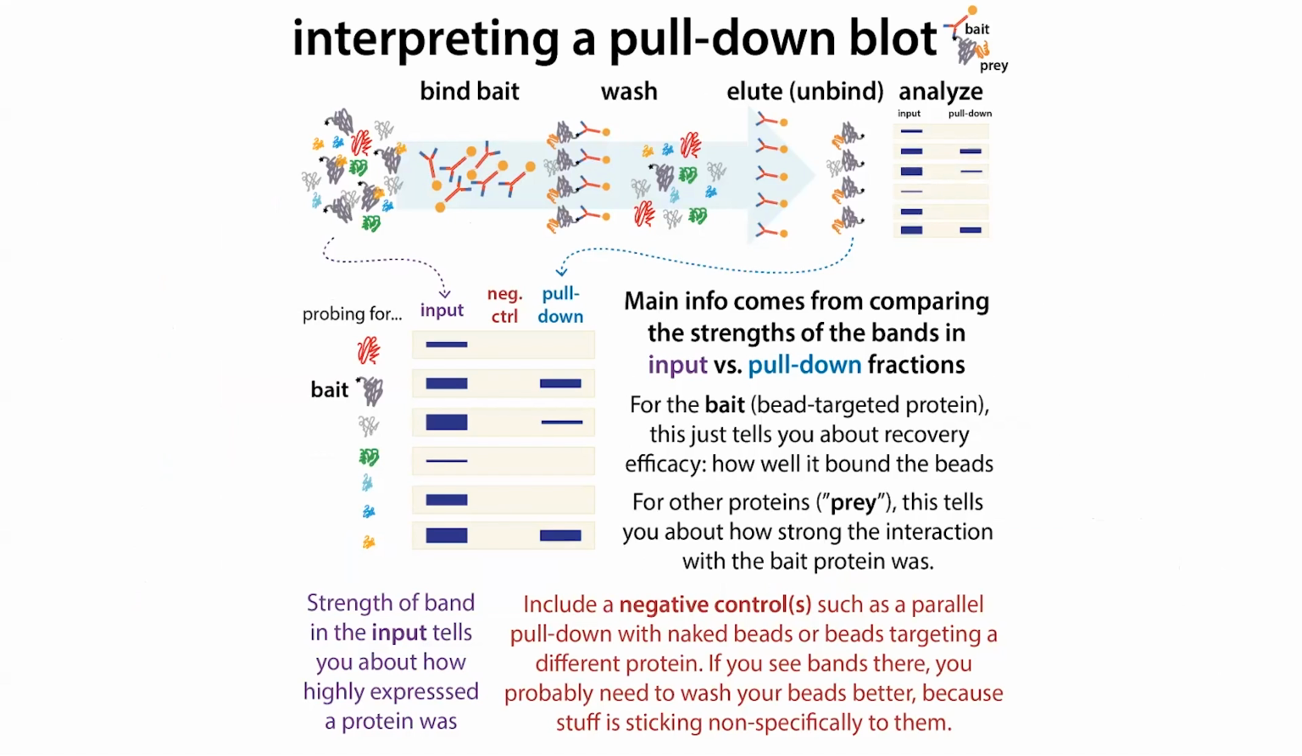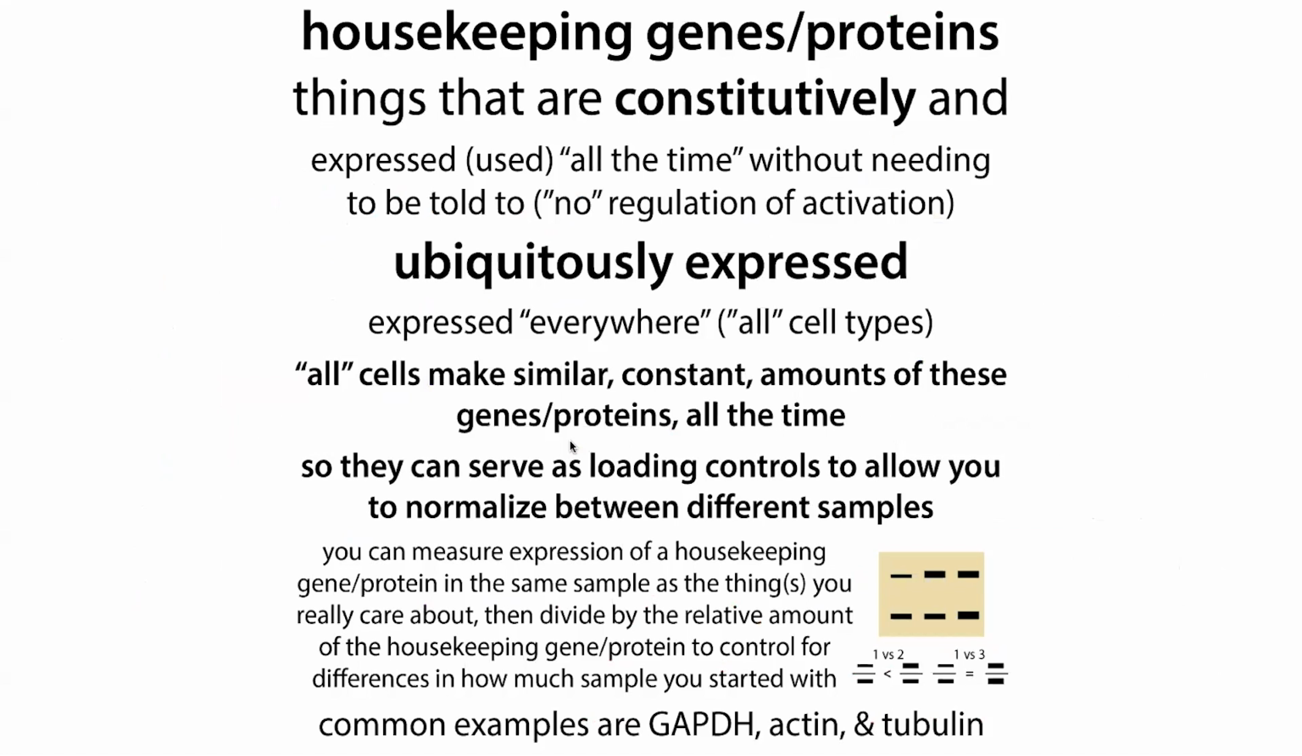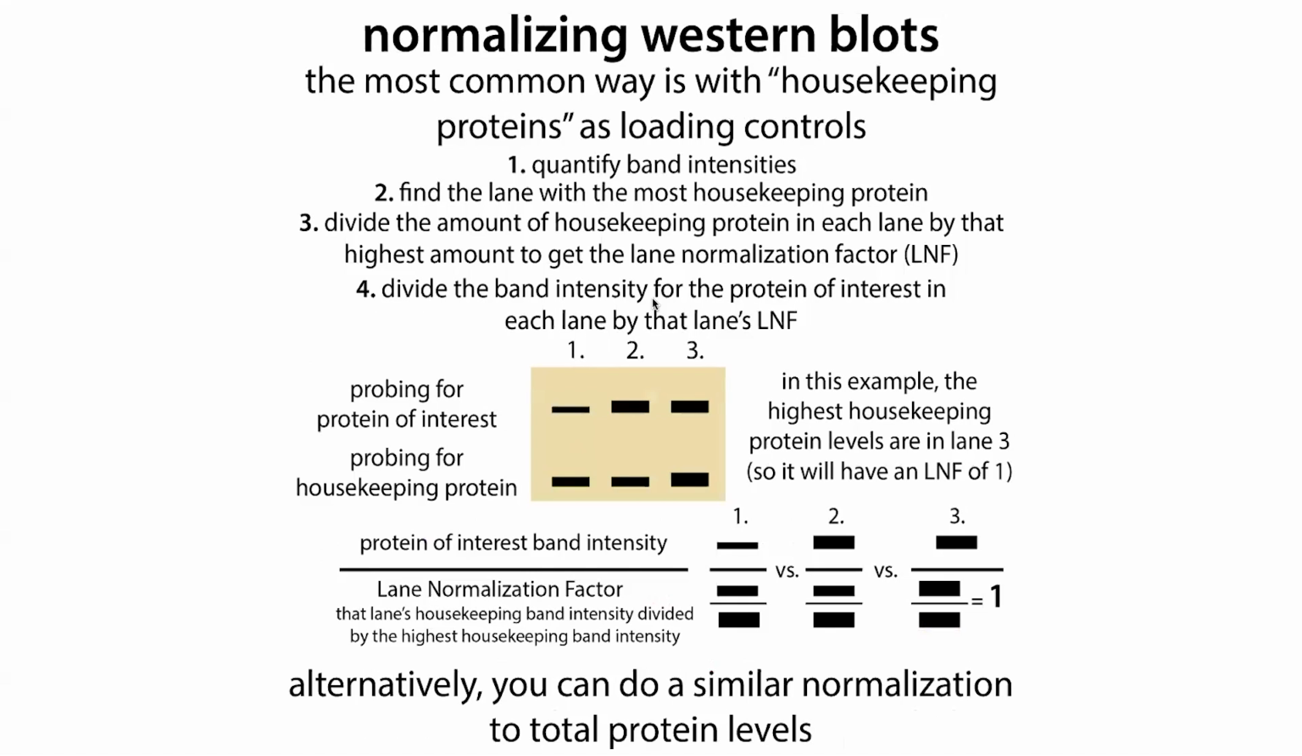And so often what you also have in these lanes is you're testing for some sort of housekeeping gene or protein. This is going to be something that's constitutively and ubiquitously expressed. So it's expressed everywhere in basically all cell types, and it's used all the time. So the levels are fairly constant. This is going to allow you to normalize between different amounts that you loaded in different lanes. So you're typically trying to load really equal amounts between these different lanes. But sometimes your pipetting might be a little off or things like this. And so then you can normalize things by dividing by this lane normalization factor, which takes into account the strength of the band for one of those housekeeping proteins.